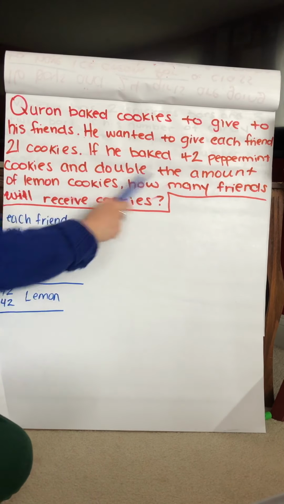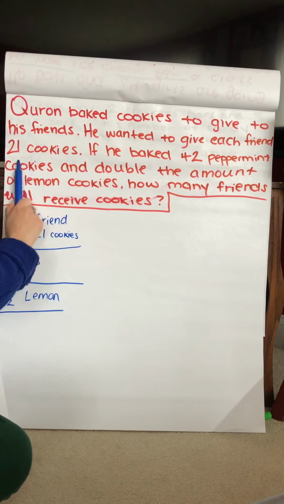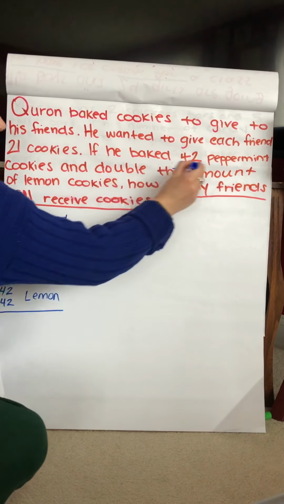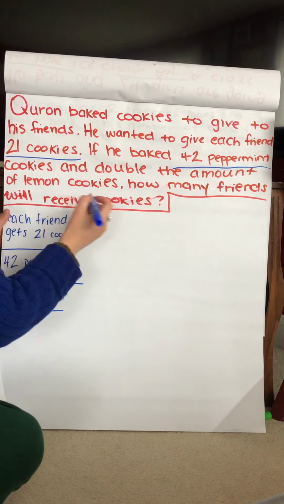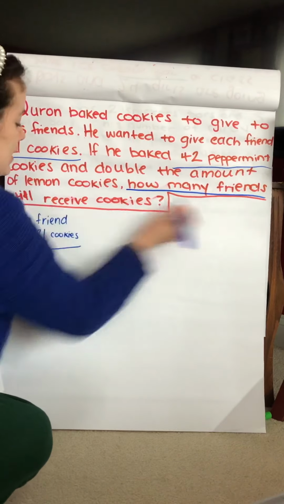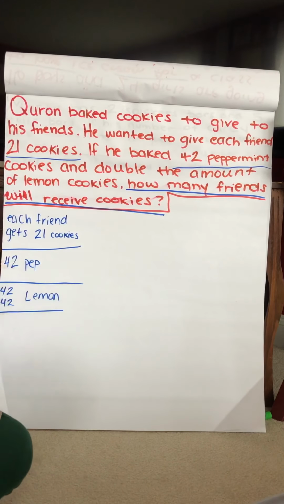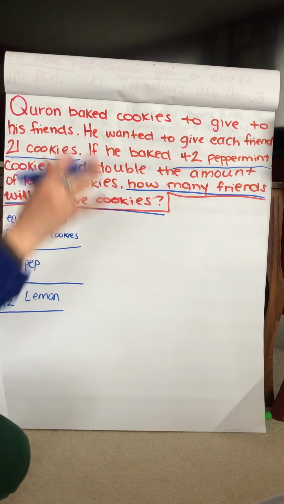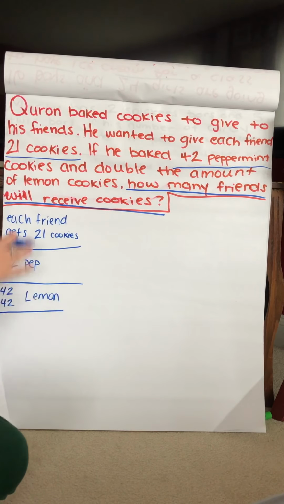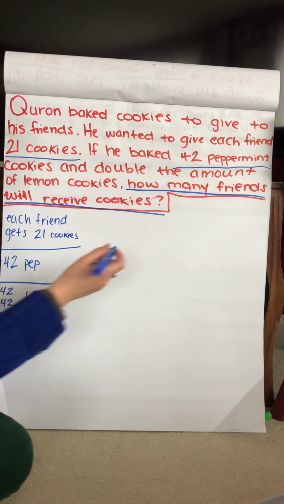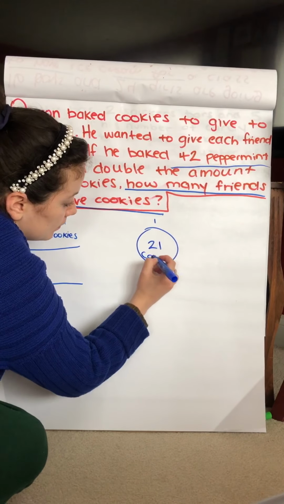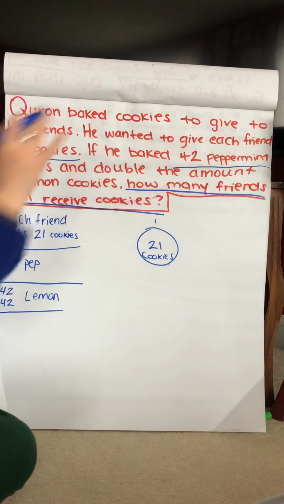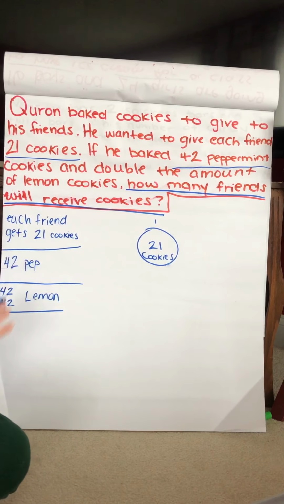So after we find out that the amount of lemon cookies is double what the amount of peppermint cookies was, then the question asks us how many friends will receive cookies. That is our question. That's what we're figuring out. This is not a trick question. We don't know how many friends there are, but we do know how many cookies we have, and we do know that one friend will get 21 cookies. We know that because the problem told us.